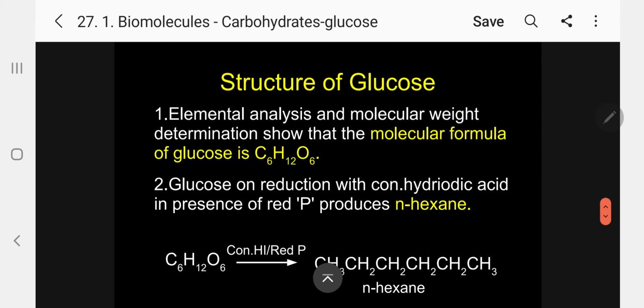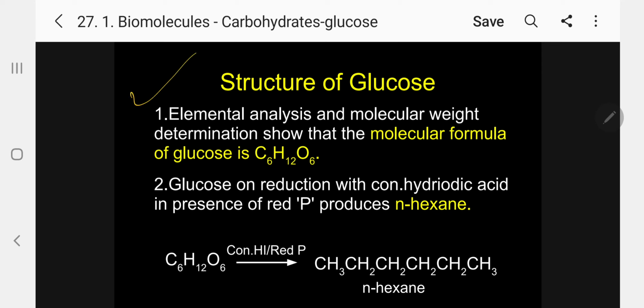So with this, let me go to the structure of glucose. The reactions I will come to after fructose. Then I will give the reactions by comparison of glucose and fructose. So how do we determine the structure of glucose? Under the structure of glucose itself, all the reactions are coming. Please follow, my dear students. All the reactions of glucose are coming, even the determination of its structure.